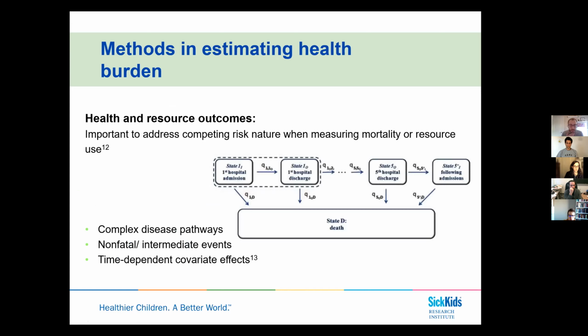So the thing with some of the diseases is that they have complex disease pathways, and they can have intermediate events that can affect your risk of experiencing yet another event, or dying. And all these kind of complex patterns and the competing risk nature of some of these patterns have to be addressed in a methodologically sound way. In addition to that, you have time-dependent covariate effects that you also want to address.